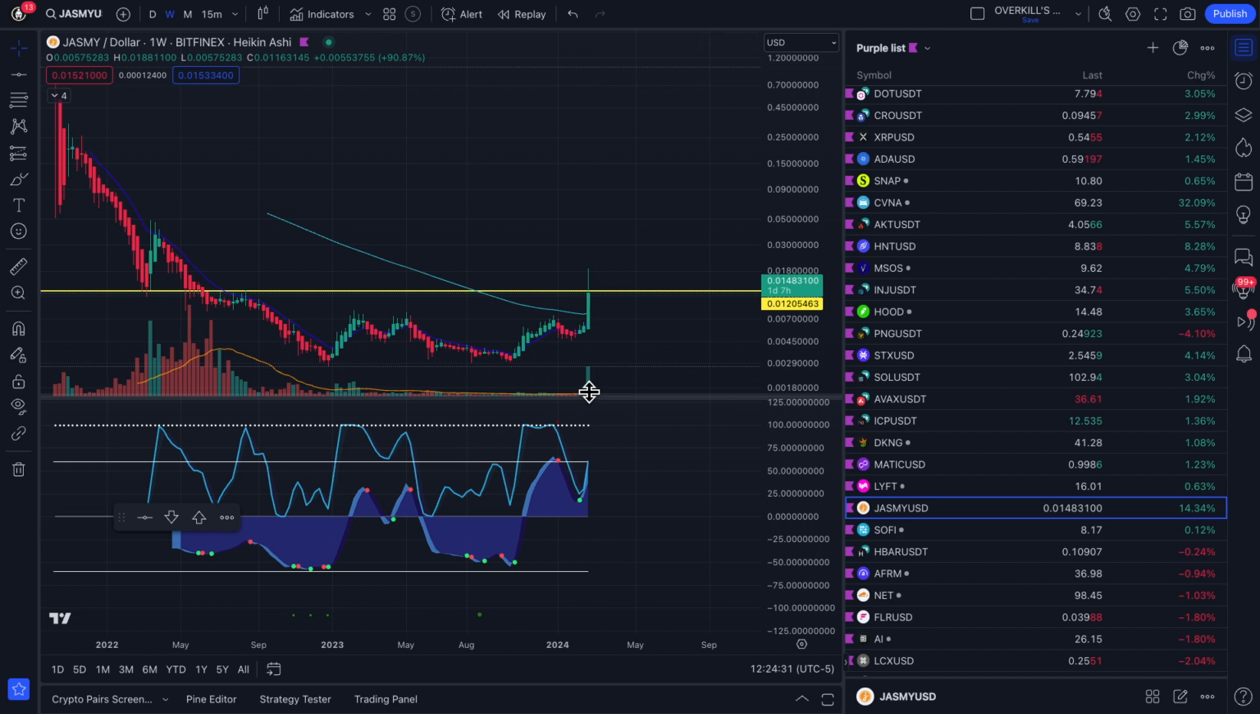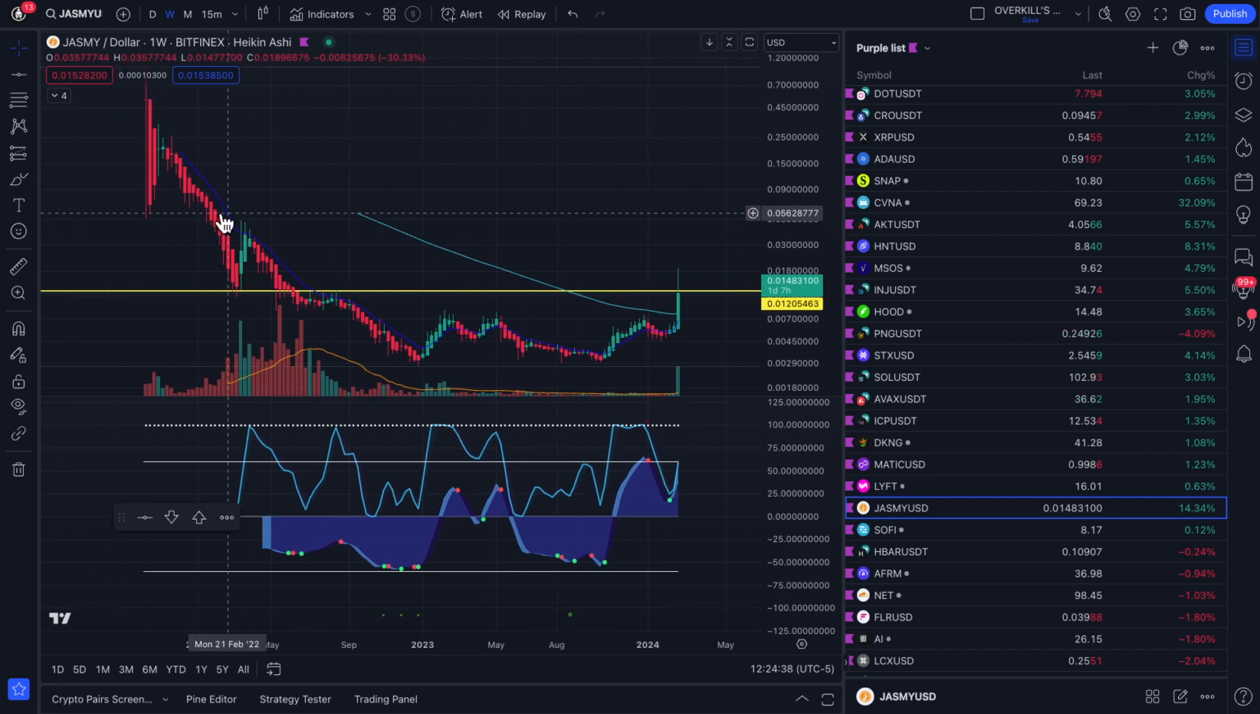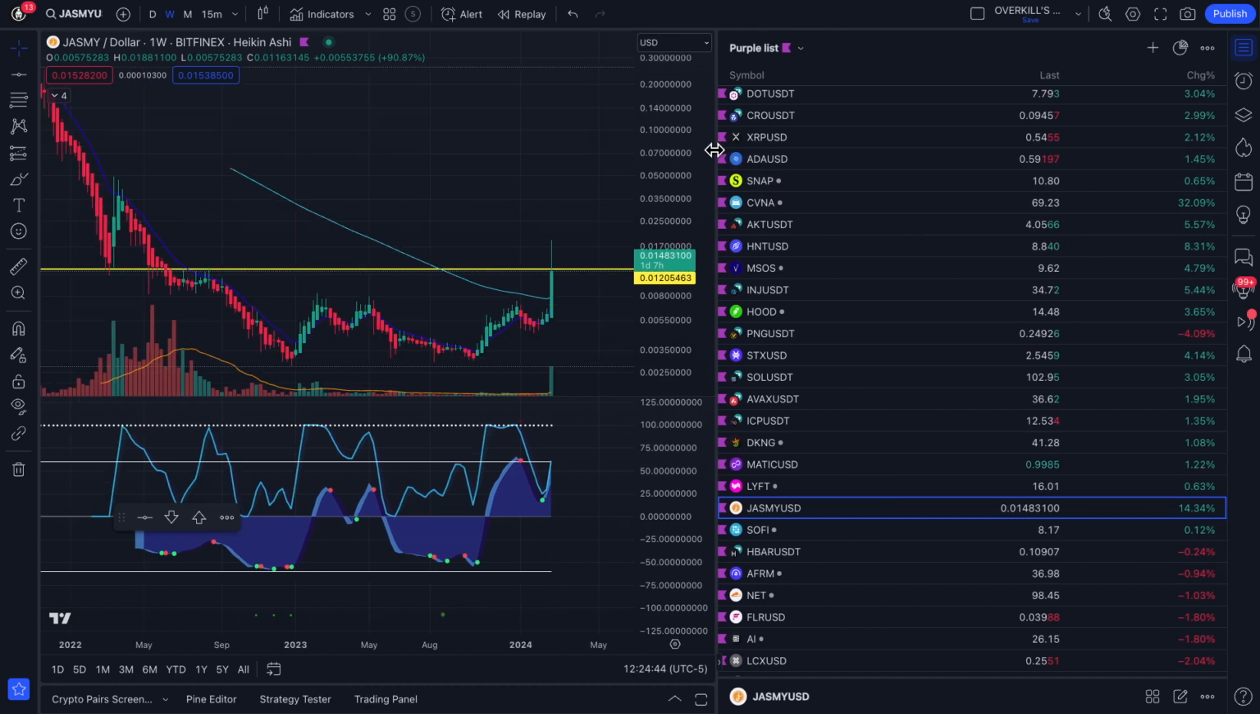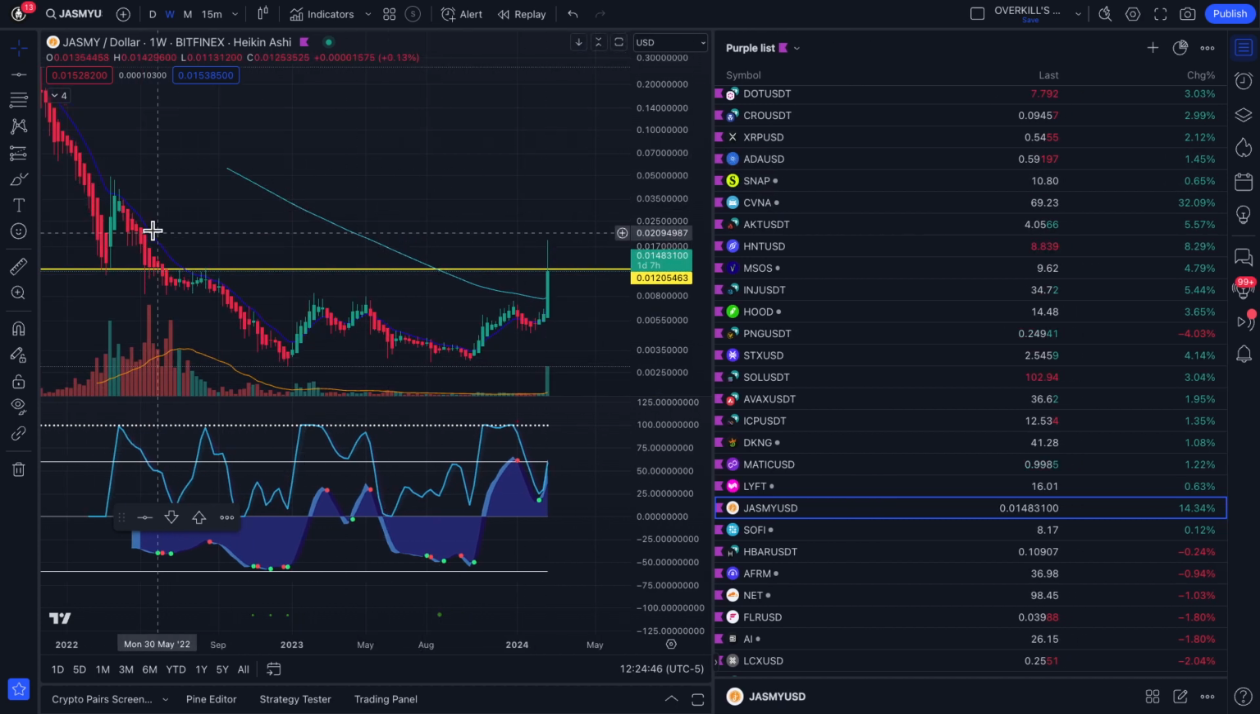But I think this move is just getting started in the macro time frame. That is a big volume candle right there. That's no joke. And again, we've been in a downtrend since the beginning on this thing. It's been down, down, down. Let me fix this real quick. We've been in a massive downtrend for a very long time. That's a 2-year downtrend.